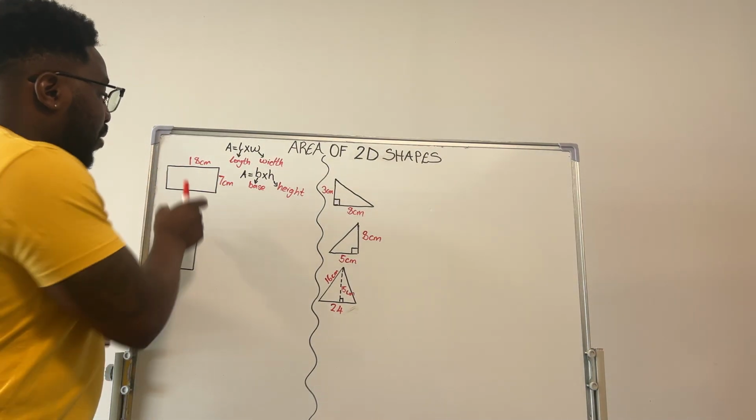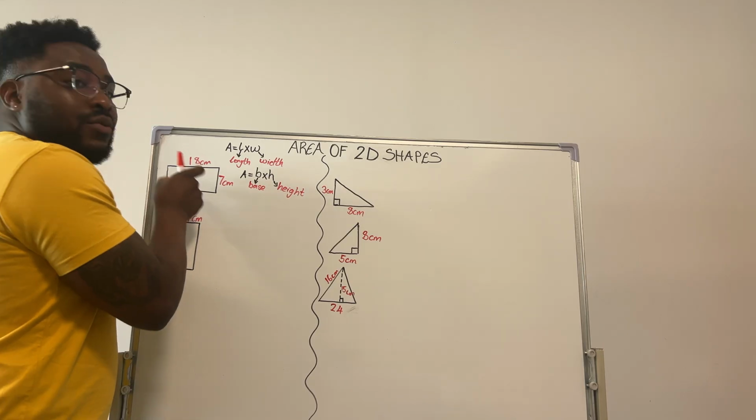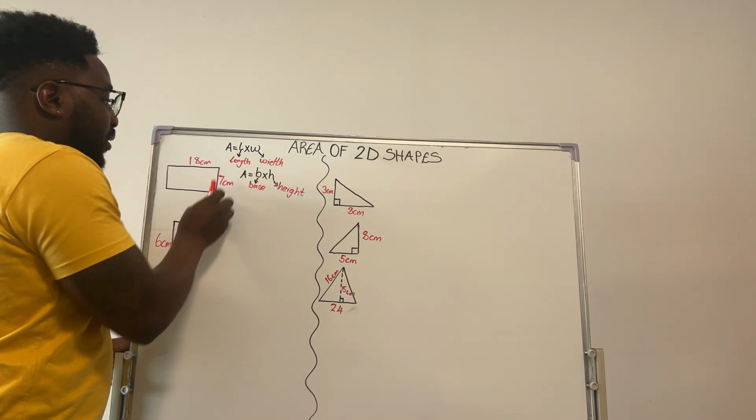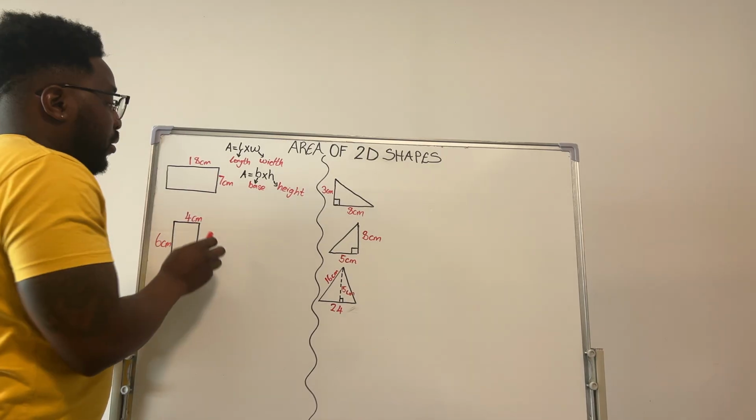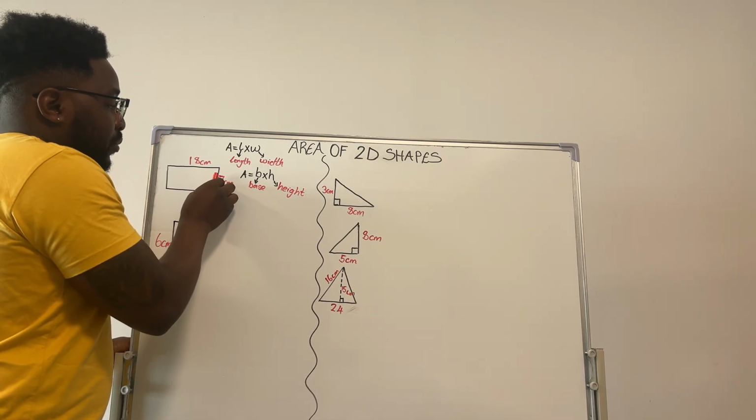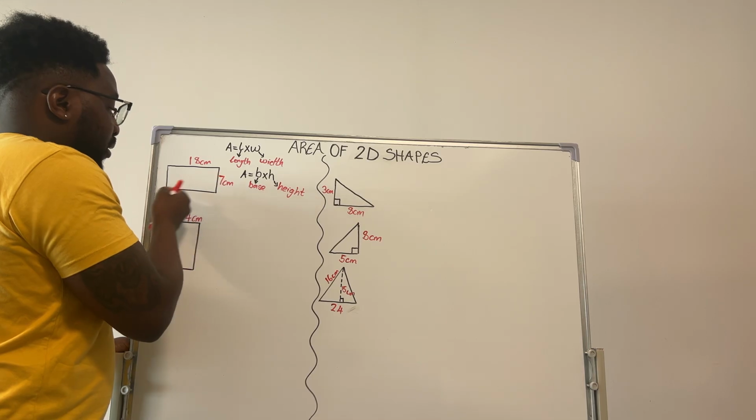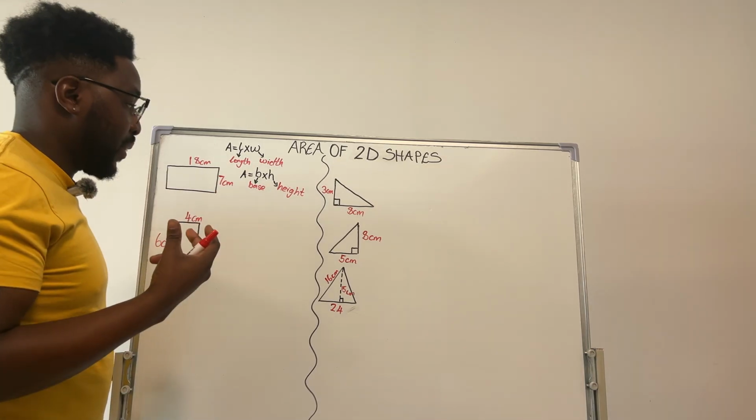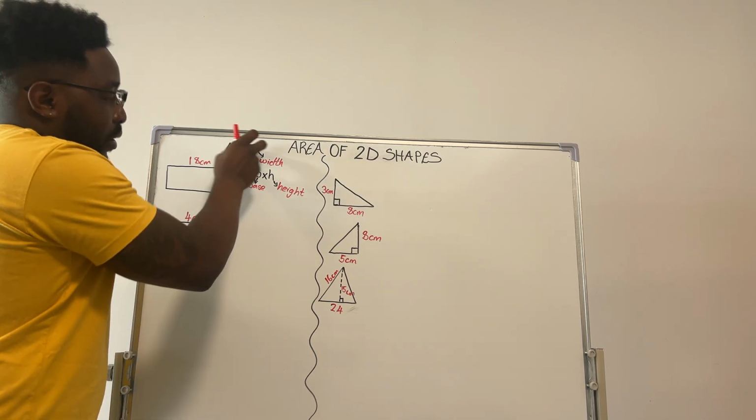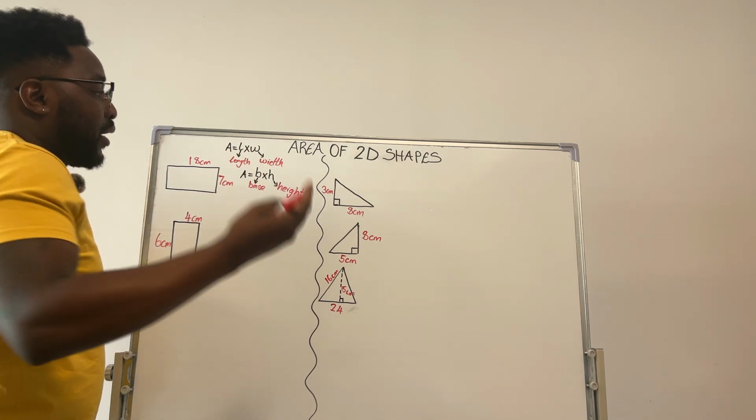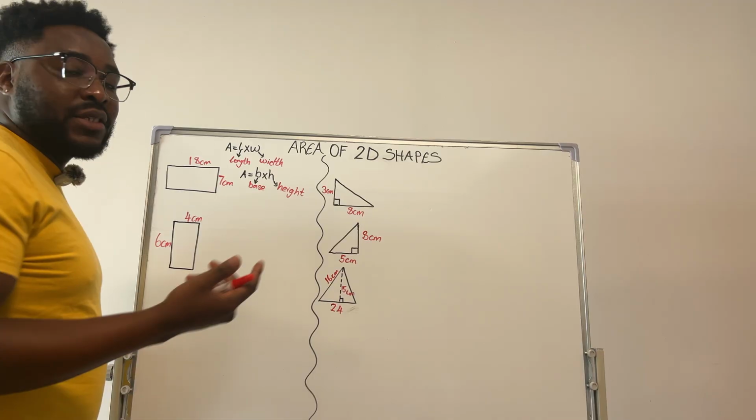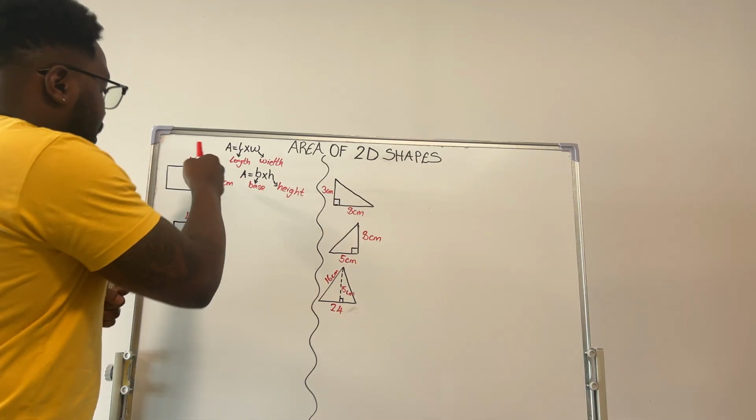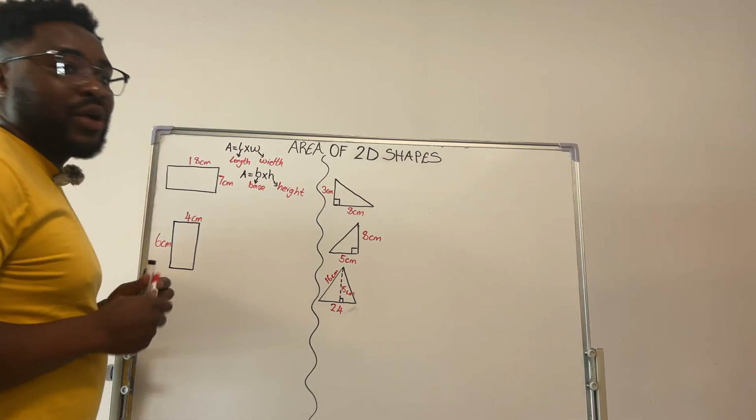So in our case, if we look at this rectangle over here, this right here is the length and this is the width, or this right here is our height, and this right here, which is also the same, is our base. Okay, so we can use any of these formulas. You can choose to use length multiplied by width or base multiplied by height. That's completely fine. Okay, so now let us find the area of our first rectangle over here.